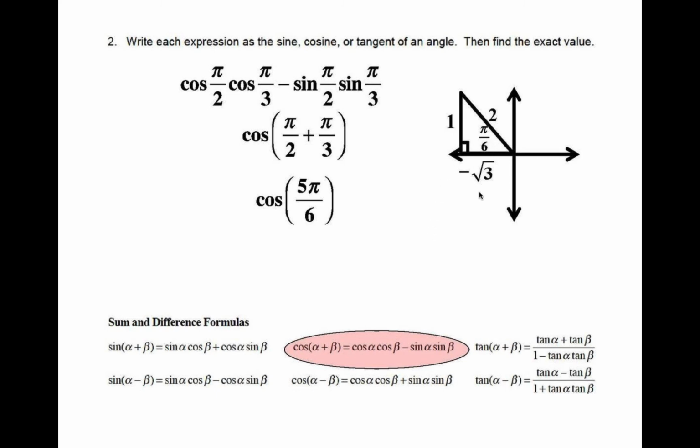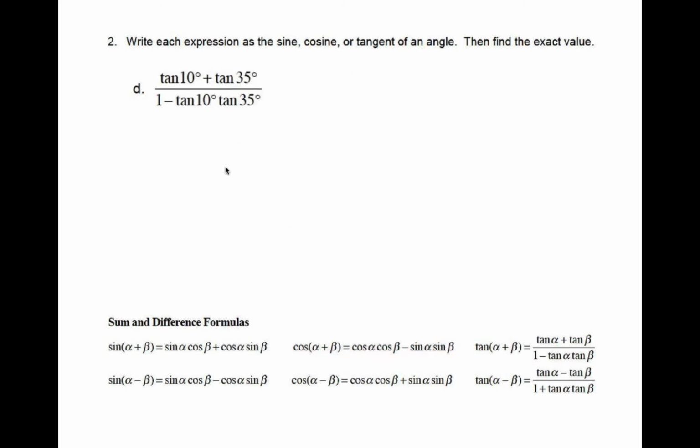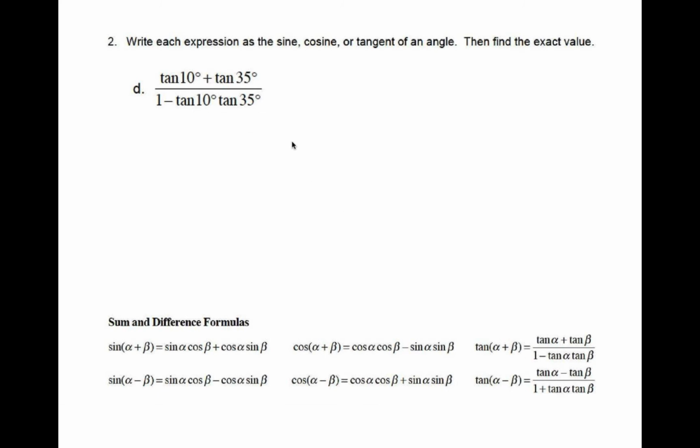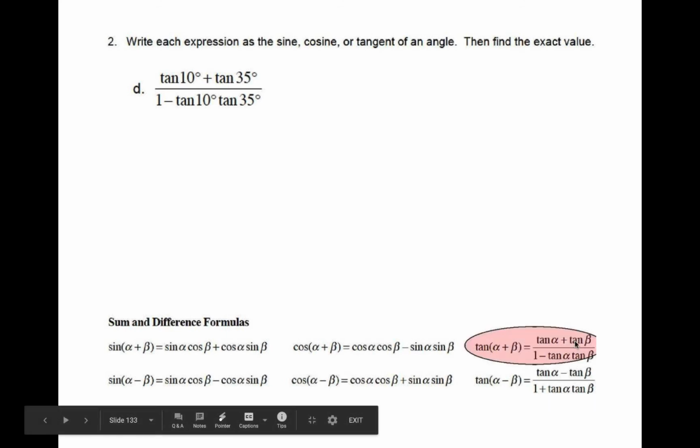All right, so cosine is adjacent over hypotenuse, so you should be getting negative root 3 over 2. All right, part D, these have the word tangent in there, so it's the tangent formulas. We have adding on top and subtracting on the bottom, so that would be the top formula. So we're going from the right side to the left side. So it's the tangent of adding the two angles.